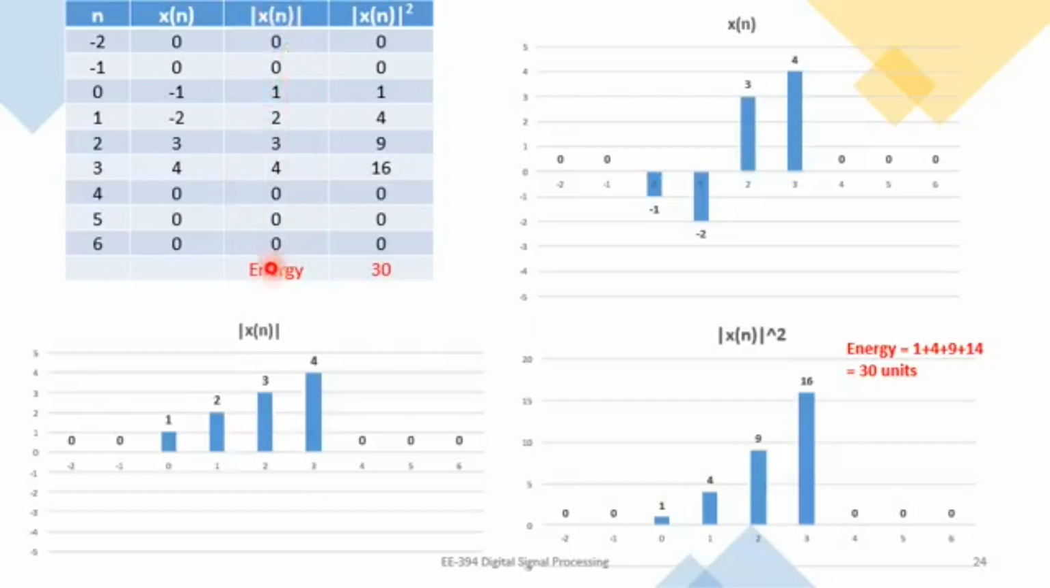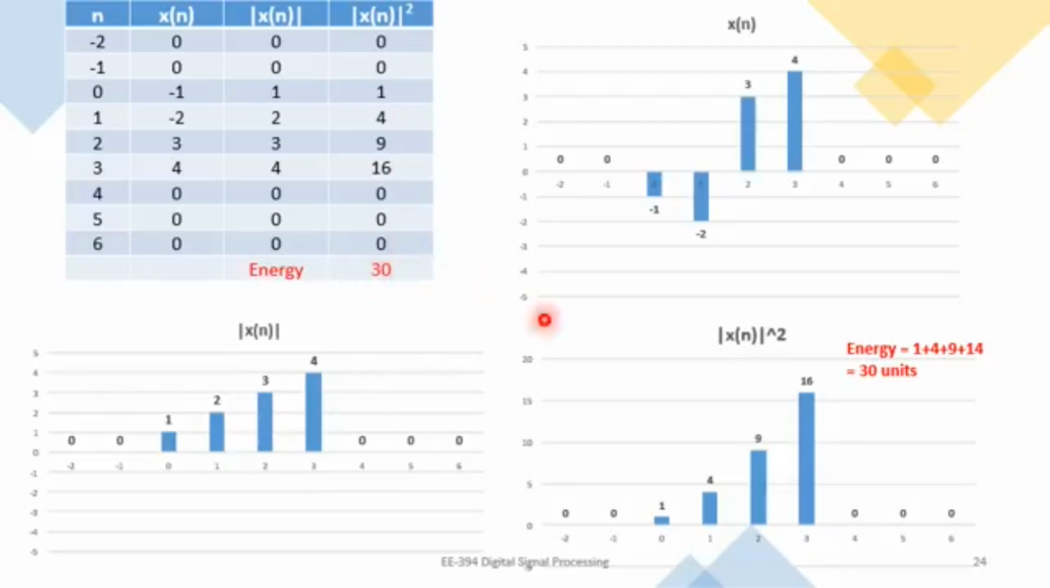Then we take the square of the signal magnitude. So 0 remains 0, 0 remains 0, 1 remains 1, 2 becomes 4, 3 becomes 9, 4 becomes 16, and then all 0 remains 0. So these are the values of x[n] magnitude squared, and then we sum all of these values. From minus infinity to plus infinity, you end up with 1 plus 4 plus 9 plus 16, so you get the energy value of 30.